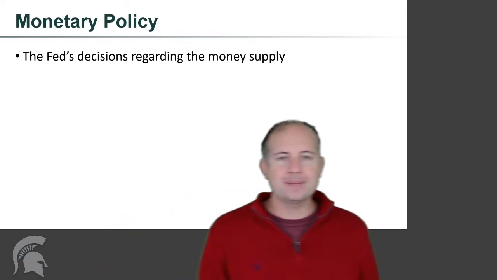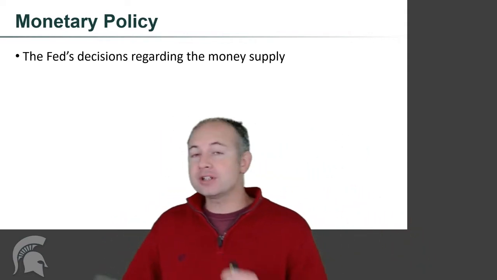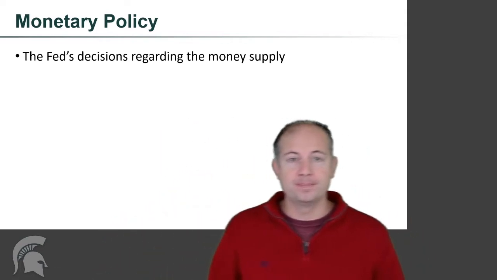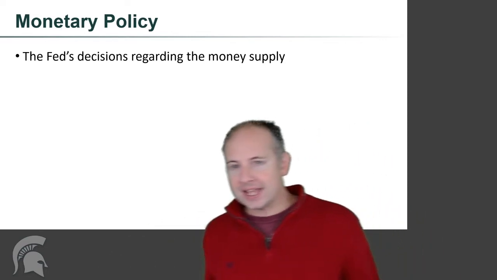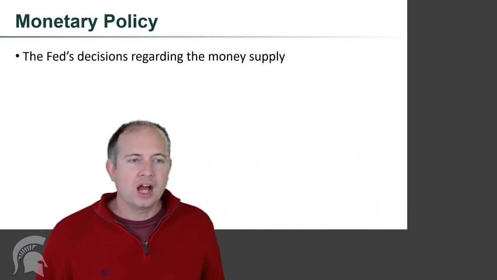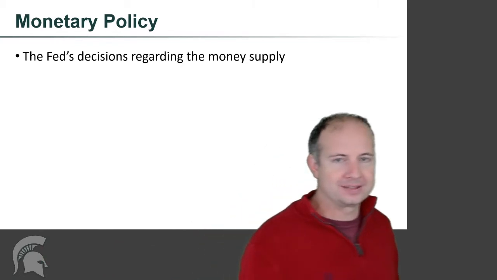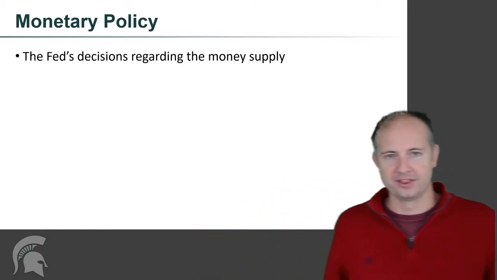And so what we're going to think about today is, how does the Fed decide what it wants the money supply to be? And how does the Fed actually go about adjusting the money supply? So those are the two main things we're going to think about today.